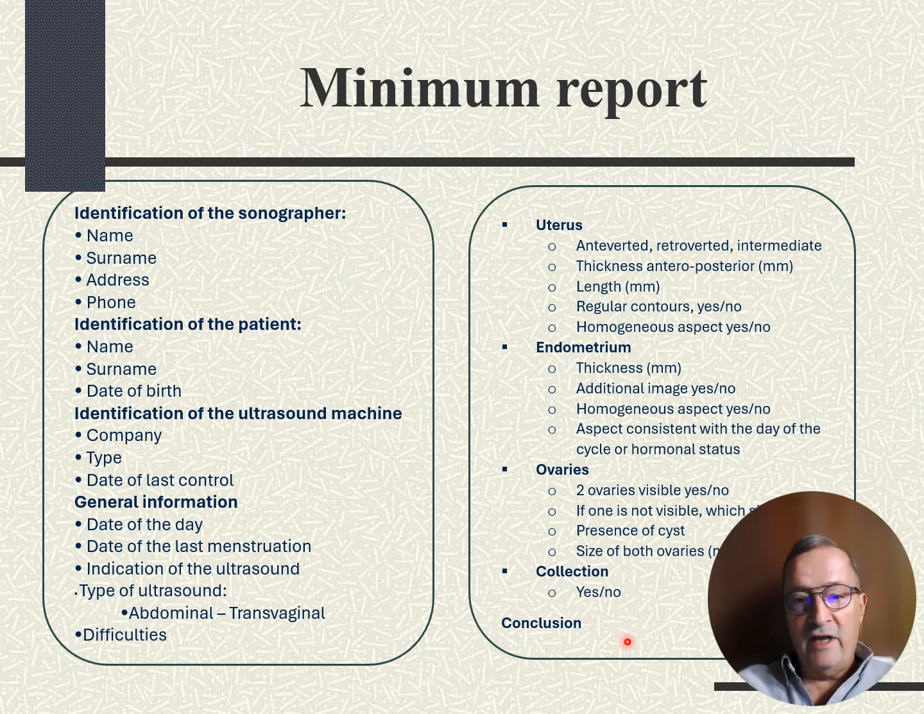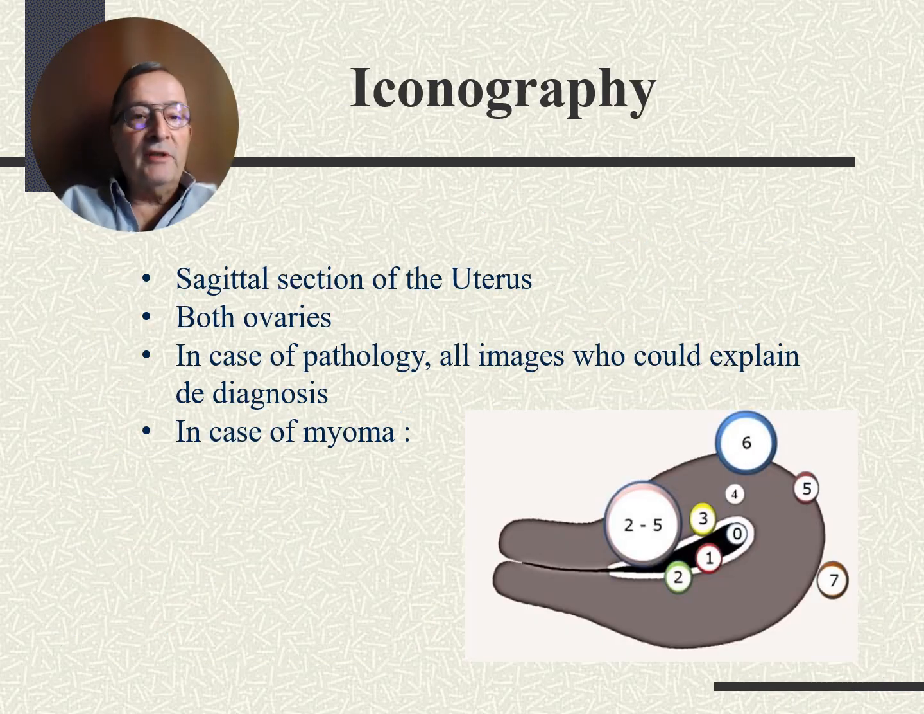And finally, we should have a conclusion, a brief conclusion, describing if the ultrasound is normal or if it requires other exploration. This minimum report has to be accompanied by iconography. This imaging should be present, a sagittal section of the uterus with the measurement in place, both ovaries, and in case of pathology, all images that could explain the diagnosis. When there is fibroid, we use this schema to specify the position of the different fibroma.